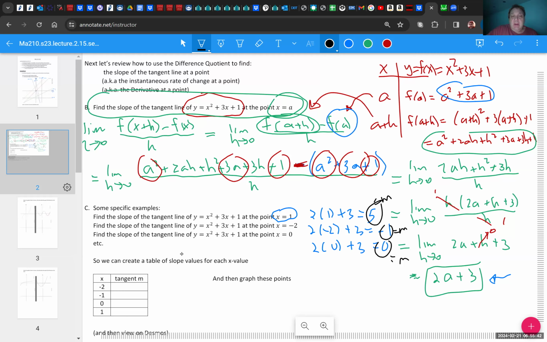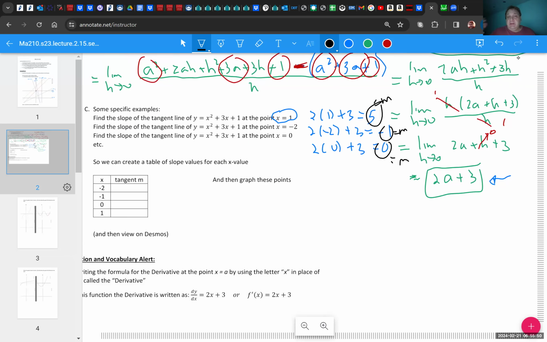All right, so why am I doing this? What's the point here? Well, a little bit of review, but more importantly, what I'm doing is showing you that we're basically creating a table of values. I have different x values, and for each different x value, I can find the slope value. So when I put in -2, I got a slope value of -1.